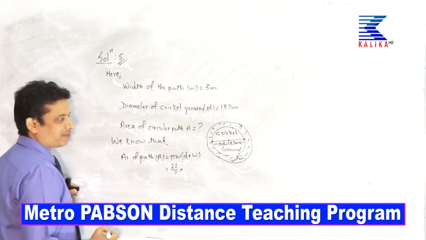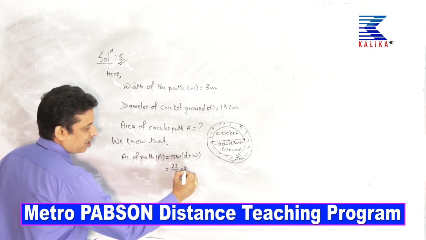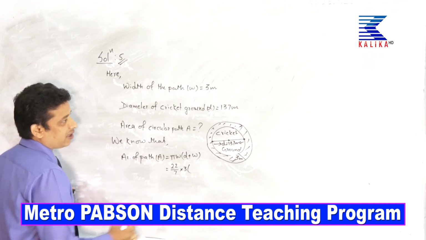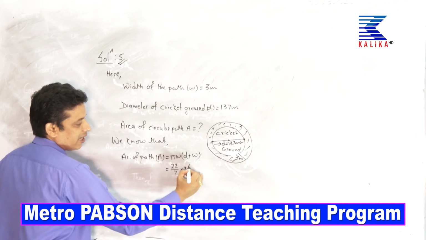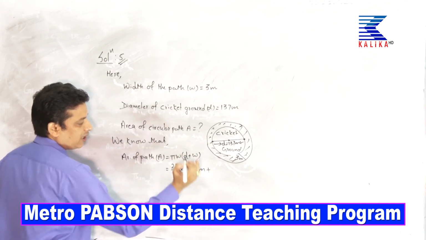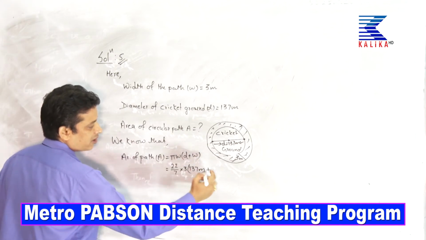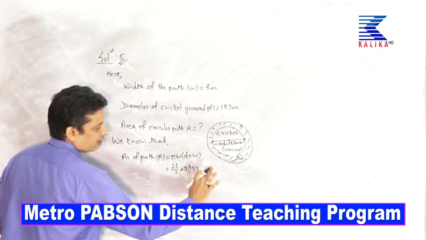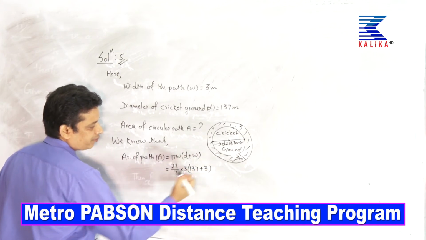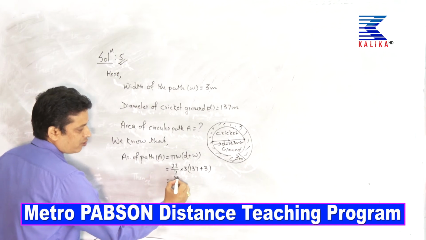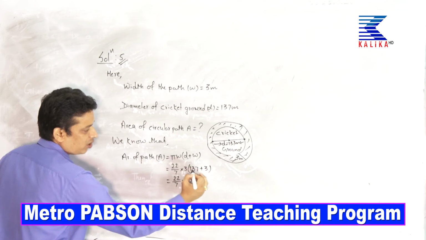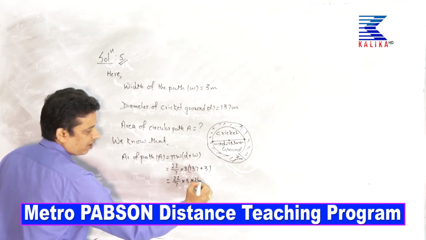W means the width of the path, it is given as 3 meter. Then D is the diameter, and the diameter of the cricket ground is given as 137 meter, plus W. If you do not write meter, then also nothing goes wrong. At last you should write width is 3 meter. You can use a calculator here: 22 over 7 times 3 times 137 plus 3, it makes 140.